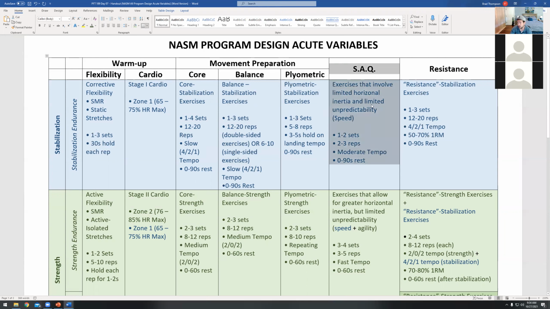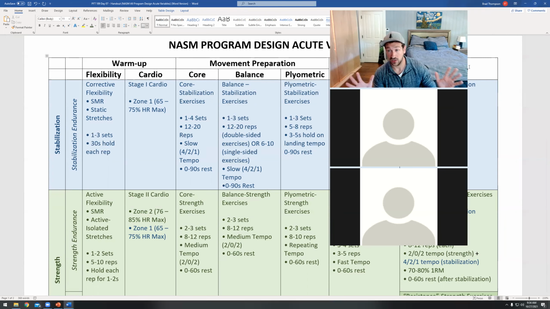SAQ, we're going to go ahead and forget about in a senior client, although just to say it, I actually love SAQ exercises, speed ladders in particular, I love with my seniors. I don't do them as if I'm doing speed training. I just use them as a really great way to work on footwork and gain their confidence back.